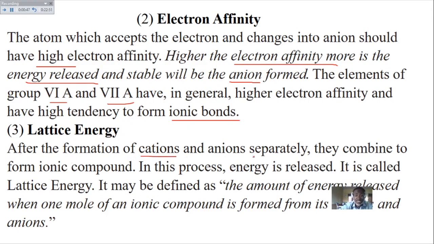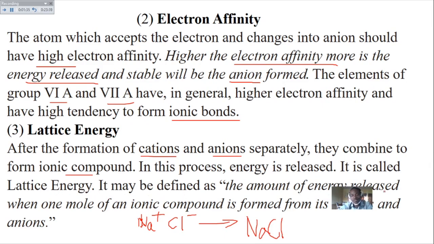After the formation of the cations and the anions separately, they combine to form an ionic compound. In this process, energy is released. Energy is released in electron affinity, and energy is also released in lattice energy. Meaning, if I have Na plus and Cl minus, the energy is released by the time they combine together to form sodium chloride. This energy that is released is called lattice energy.